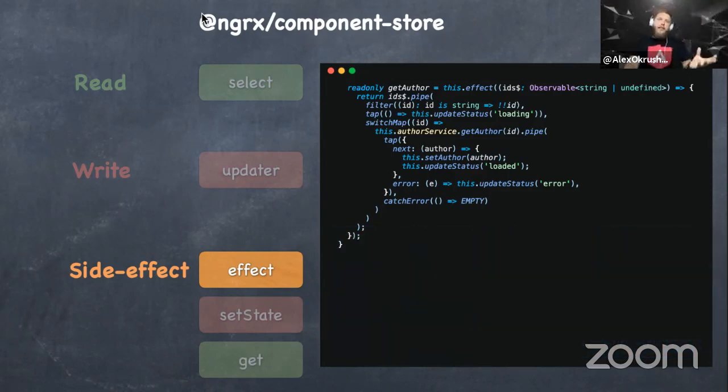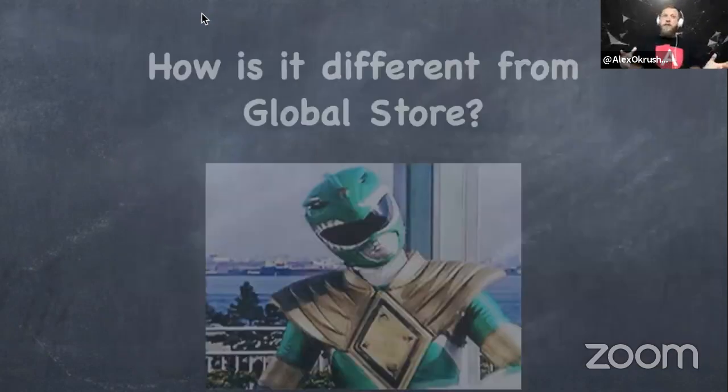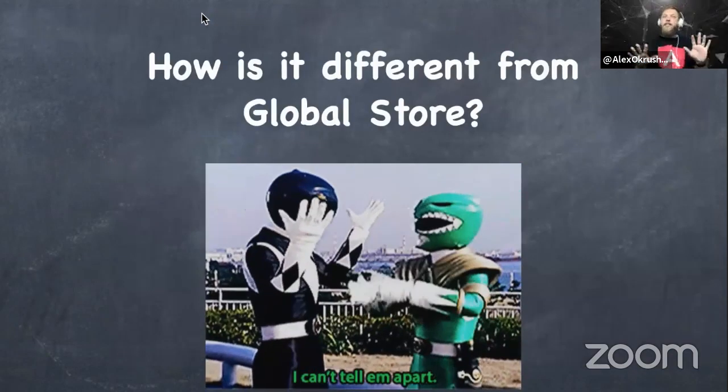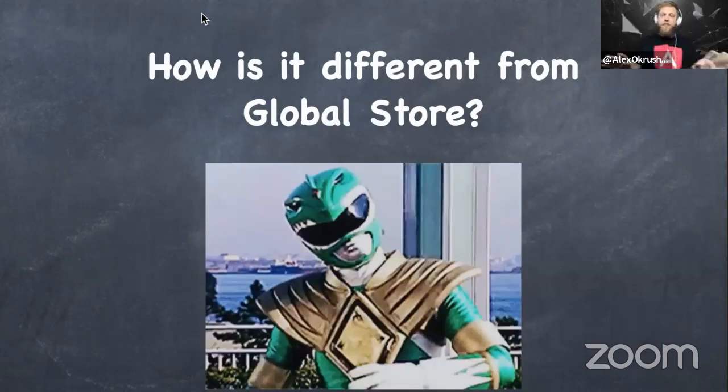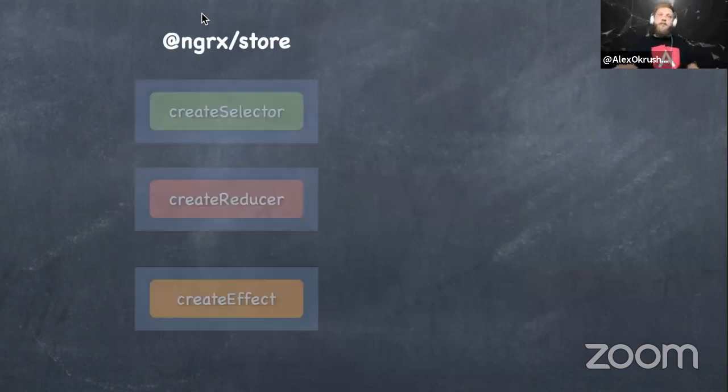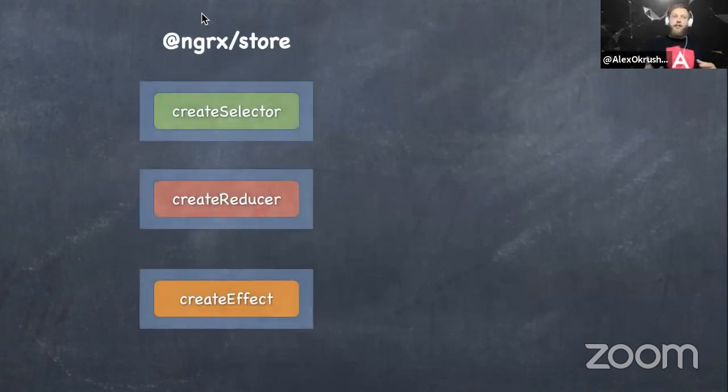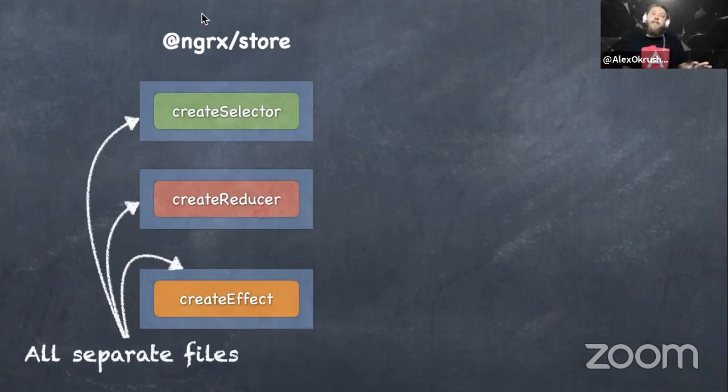Now, how is it different from the global store, right? Let's see some of the things that are different and where each one should be used. Well, in NgRx store, as you may know, we have createSelector, createReducer, or createEffect. And those are what's very critical. They are all separate files, in separate places. They are split by responsibility. Selectors are selecting, reducers are handling the changes, effects are handling the side effects. What that means is that it's a very scalable approach.